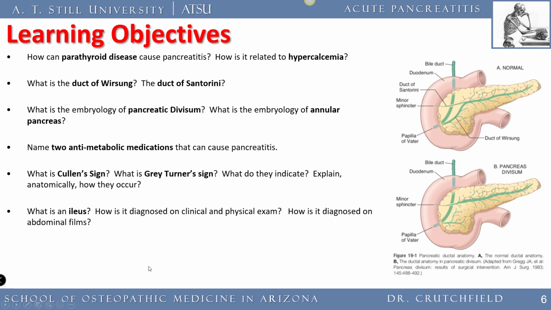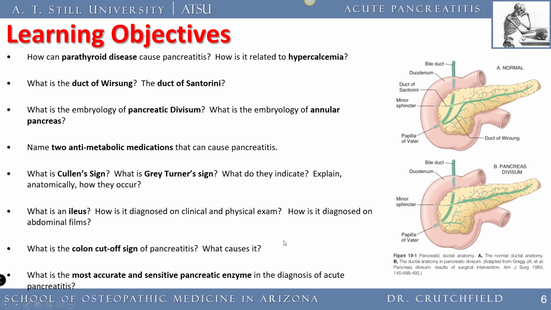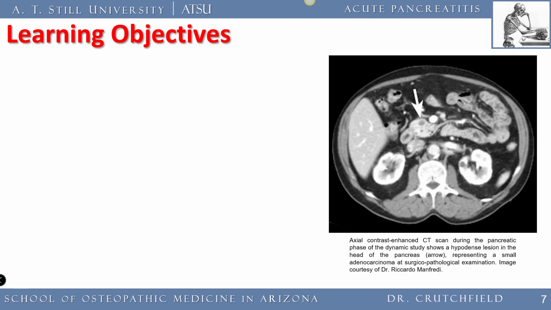And then how do we diagnose it on abdominal films? It looks a lot of times just like a small bowel obstruction with big dilated loops of small intestine, but usually these are full of air. We'll see what that looks like coming up. What's the colon cutoff sign of pancreatitis and what causes it? We got an example of that too. What is the most accurate and sensitive pancreatic enzyme in the diagnosis of acute pancreatitis? It's lipase, serum lipase. And if you want to be really picky, the best way to diagnose acute pancreatitis is to get a urinary lipase. We never do it, but it is the best way to assess for it.